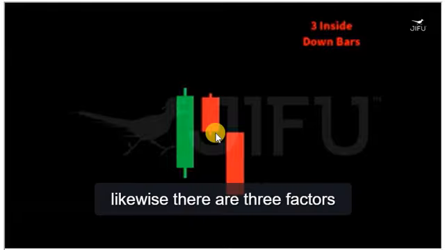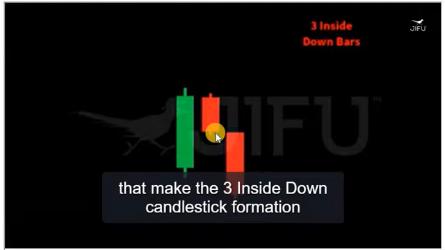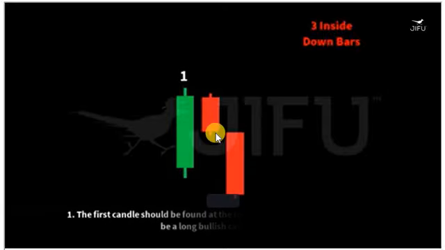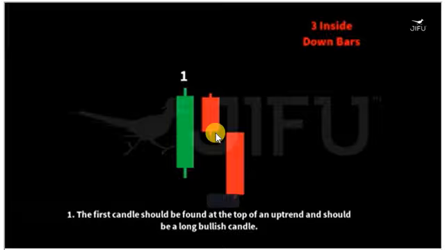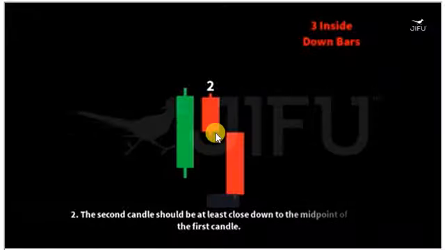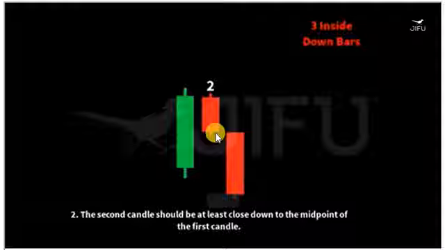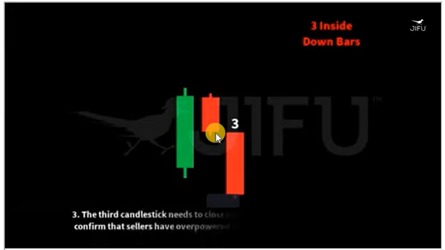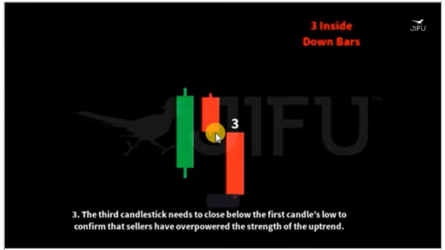Likewise, there are 3 factors that make the 3 inside down candlestick formation a reliable candlestick pattern formation, and they are: Number 1. The first candle should be found at the top of an uptrend and should be a long bullish candle. Number 2. The second candle should at least close down to the midpoint of the first candle. Number 3. The third candlestick needs to close below the first candlestick's low to confirm that sellers have overpowered the strength of the uptrend.